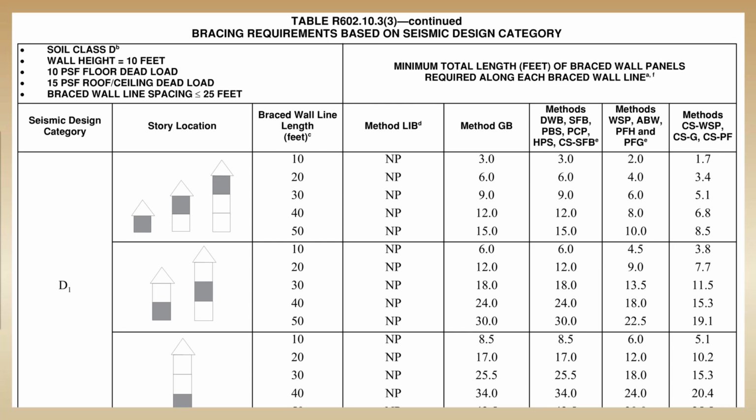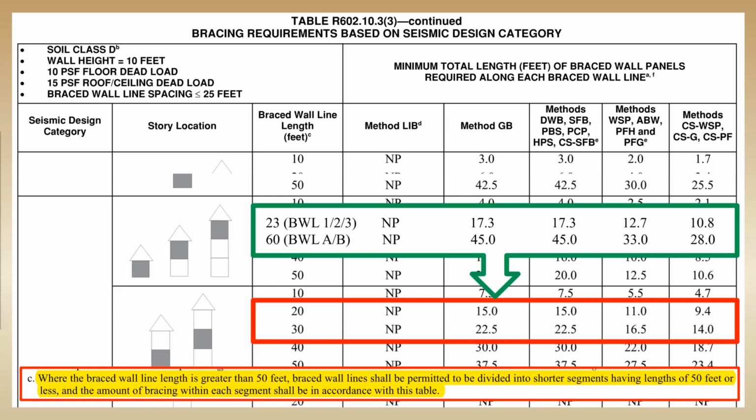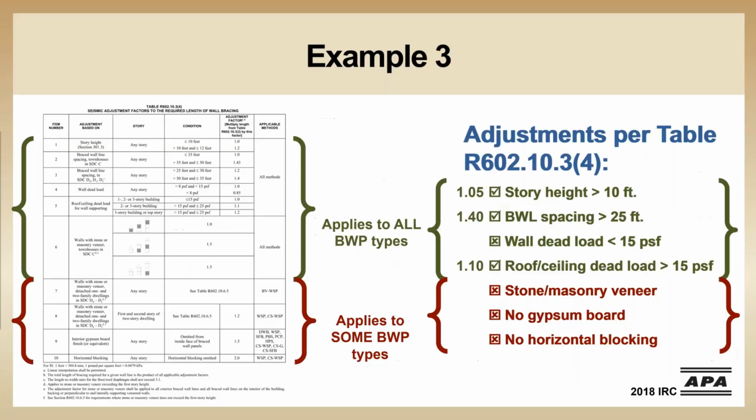Let's repeat the process of analyzing the required length of braced wall panels for the lower floor of the townhome. Again, using footnote C, we get these base values from table R602.10.3(3) for our required lengths. Since we have a 10.5 foot first story height, we're going to add a small story height adjustment of 1.05. And we're dropping the roof dead load adjustment down to 1.1. We still have the 1.4 braced wall line spacing adjustment for braced wall lines 2 and 3.